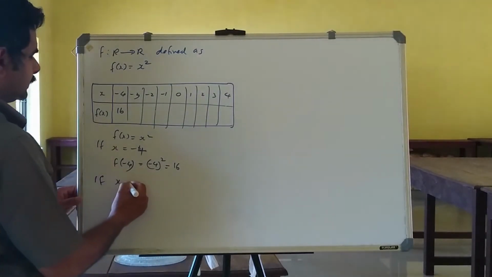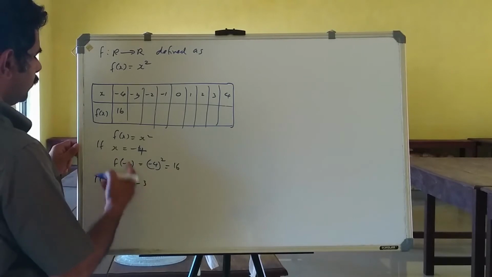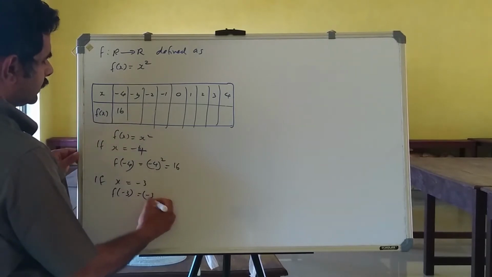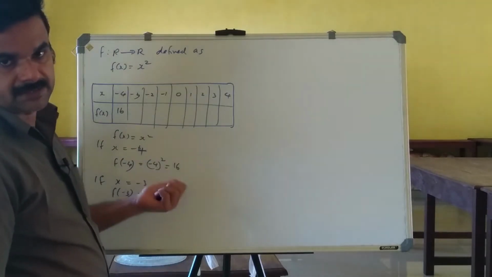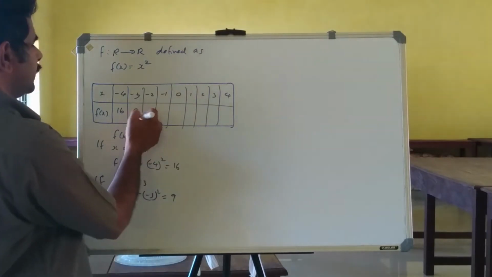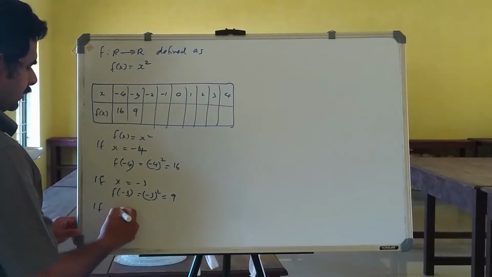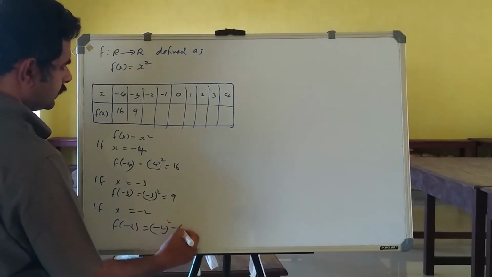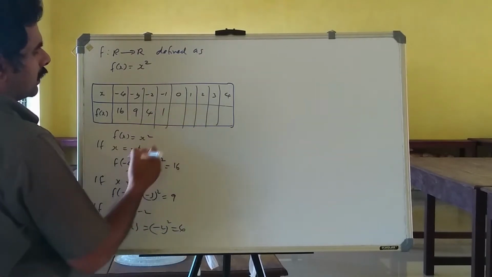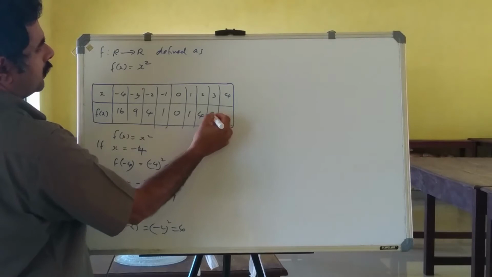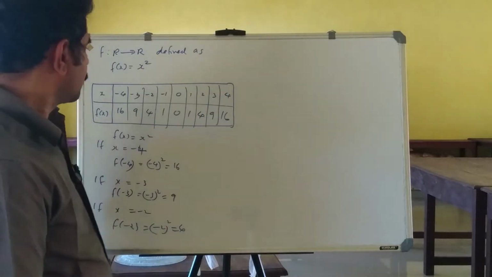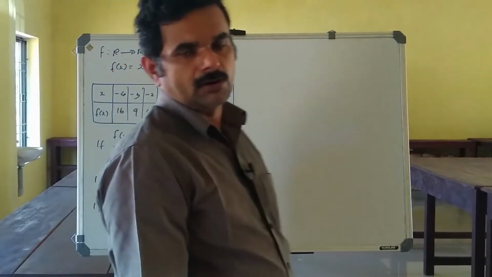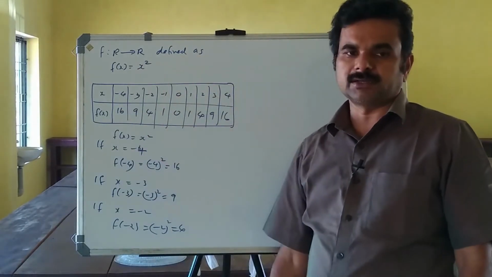Similarly, if x is equal to minus 3, then what will be f of x? Then f of minus 3 equal to what? X square, that is minus 3 square. What is minus 3 square? Minus 3 into minus 3, that is 9. Then if x is equal to minus 2, f of minus 2 is equal to minus 2 square, that is 4. Okay, it is 1, 0, 1, 4, 9, 16, right? So we have filled the corresponding columns and rows for this function f of x equal to x square.